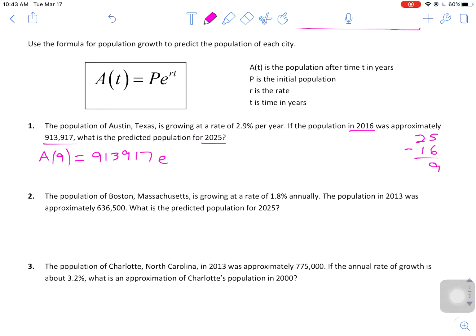and then E is E. Rate as a decimal is 0.029, so 0.029, and then T we said was going to be 9 because it's 9 years to go from 2016 to 2025. So we should just type this all in and get our answer.